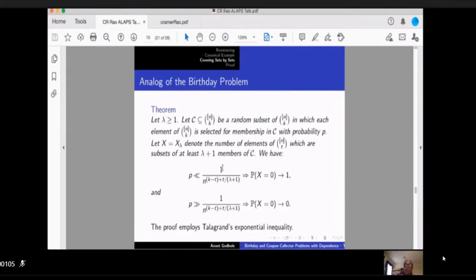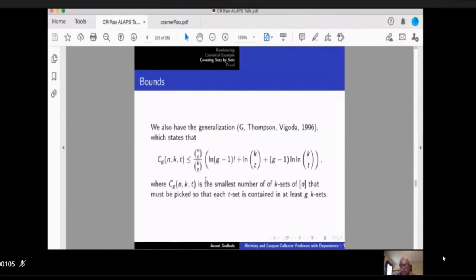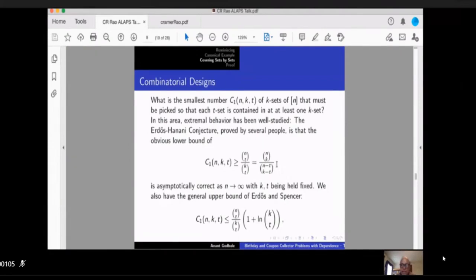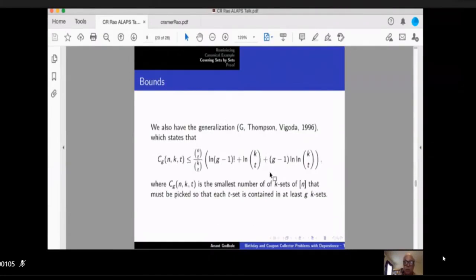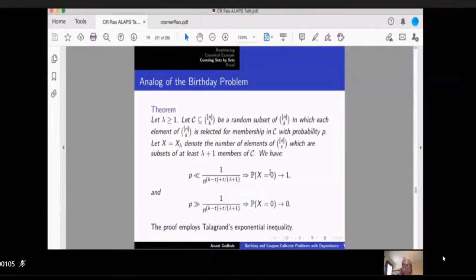Then if p is small, that tells you that you have a small number of k sets, and the chance that there's no such set goes to 1. And if p crosses that threshold, the probability approaches 0. The thing to keep in mind is that if lambda goes to infinity, this part of the exponent approaches 0, and you're looking at a threshold at 1 over n to the k minus t, which, if t and k are constant, is roughly the same fraction of sets that you had in the lower bound. Okay, so that was the packing result.